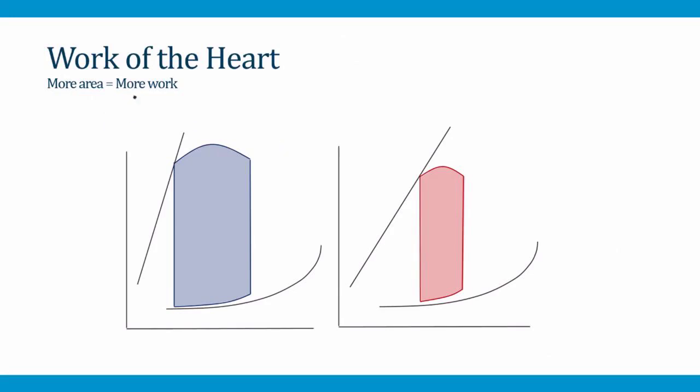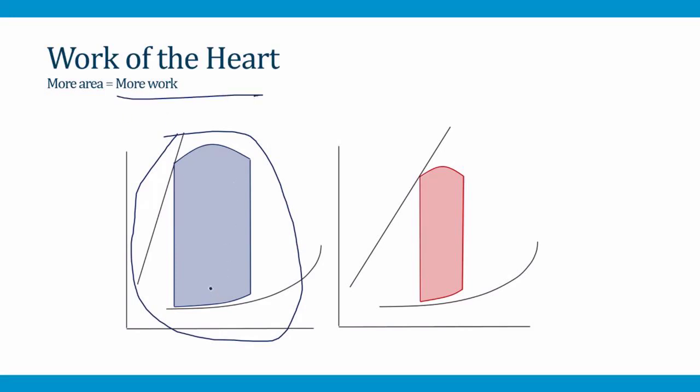Let me make a general comment about the work of the heart. So if you look at these two pressure volume loops, you can tell just from looking at them that this one represents a ventricle doing more work. The bigger the area of the pressure volume loop, the more work the heart is doing. Because the taller the pressure volume loop gets, that's the more pressure being generated, and the wider represents the more volume that it's accommodating.